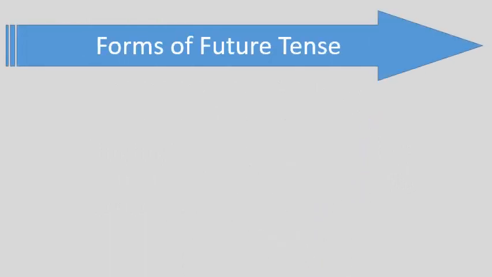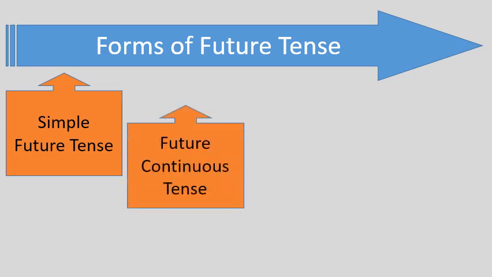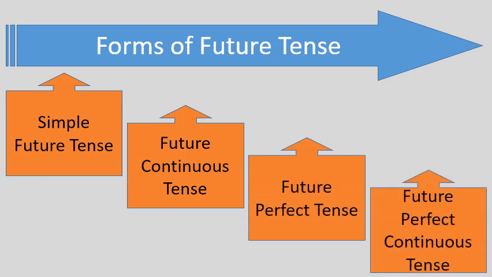Let's see how many kinds of forms there are of future tense. Number 1, simple future tense, or we can say future indefinite tense. Number 2, future continuous tense. Number 3, future perfect tense. And last, number 4, future perfect continuous tense. So there are 4 forms of future tense: simple future tense, future continuous tense, future perfect tense and future perfect continuous tense.